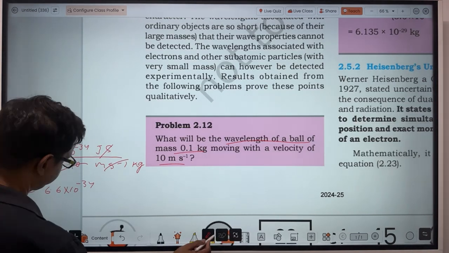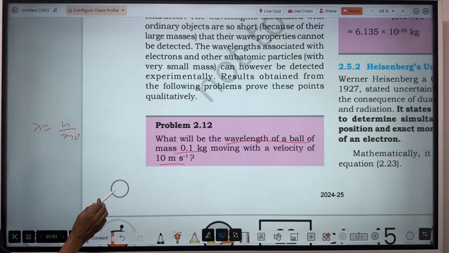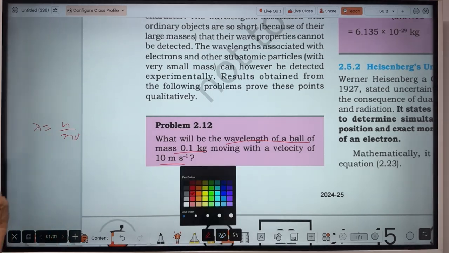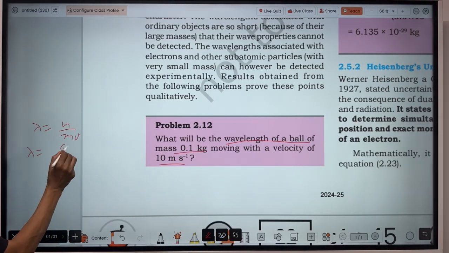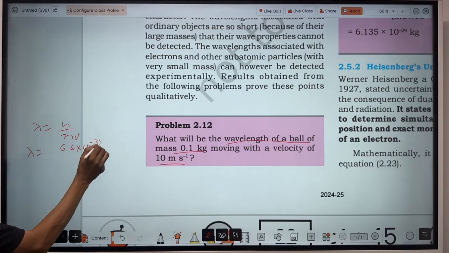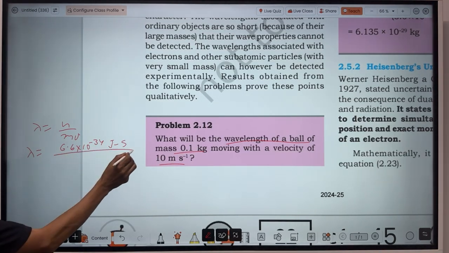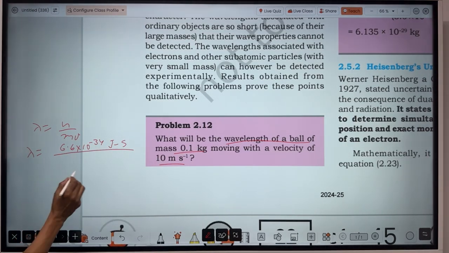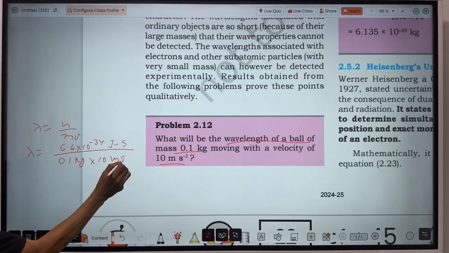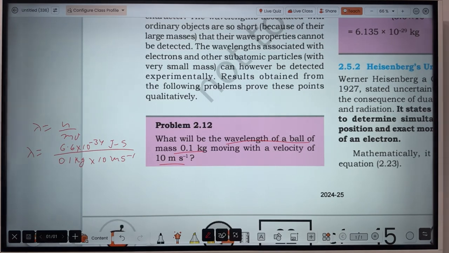Let's see once again. Lambda equals h upon mv. So lambda equals 6.6 into 10 to the power minus 34 joule second, upon the mass of the object 0.1 kg, into the velocity of the object 10 meter per second. The 0.1 and 10 cancel out, so it is 6.6 into 10 to the power minus 34 meter.